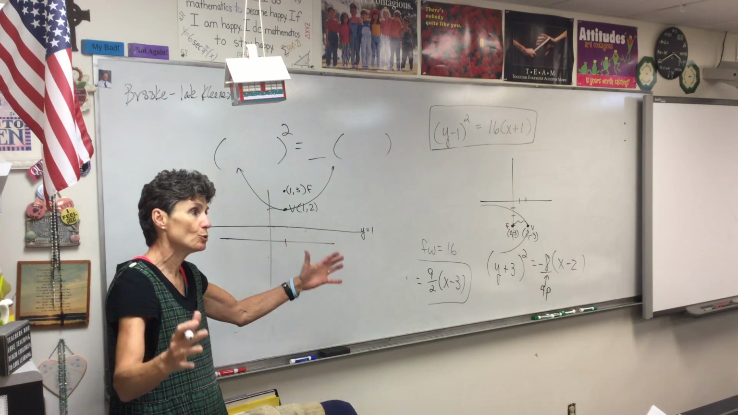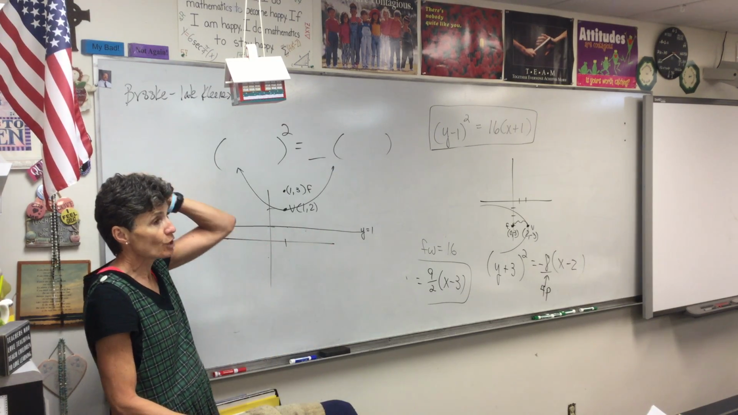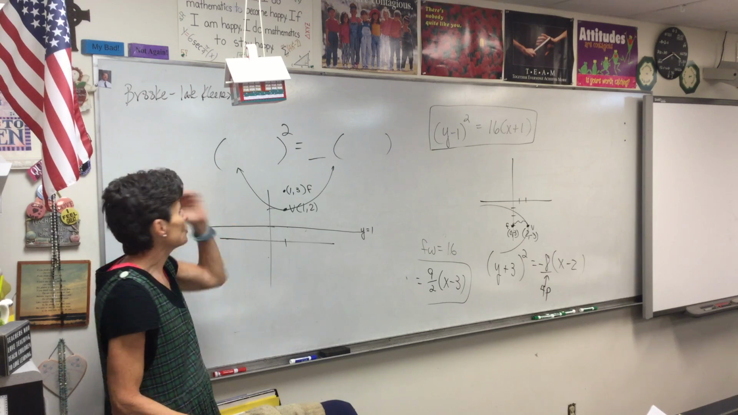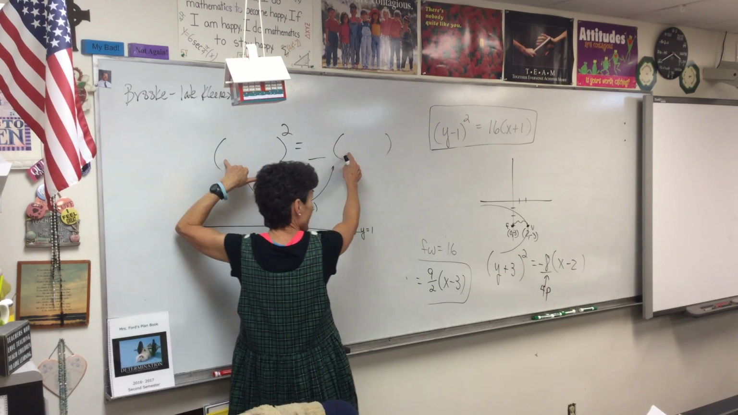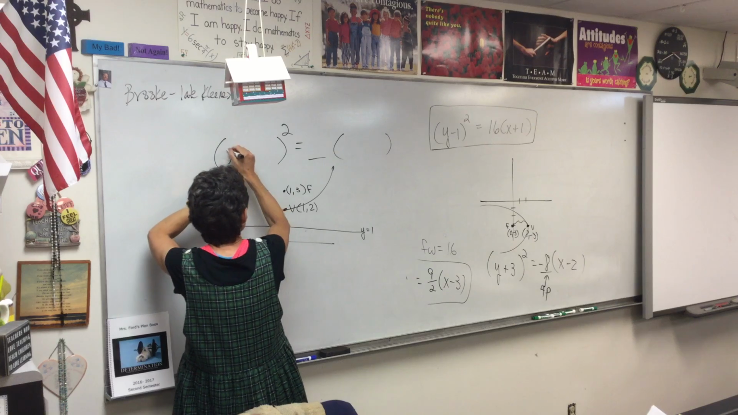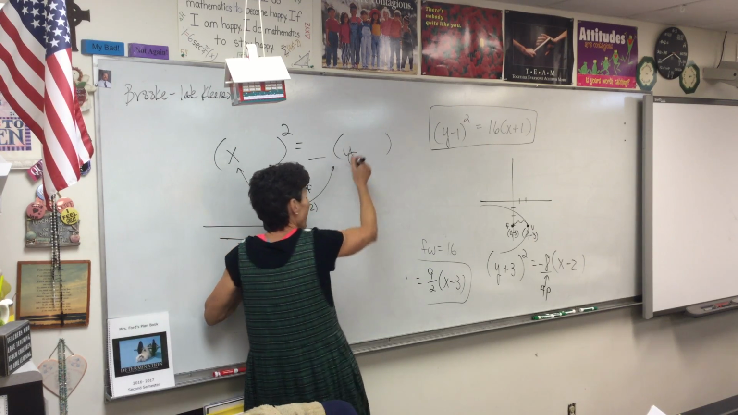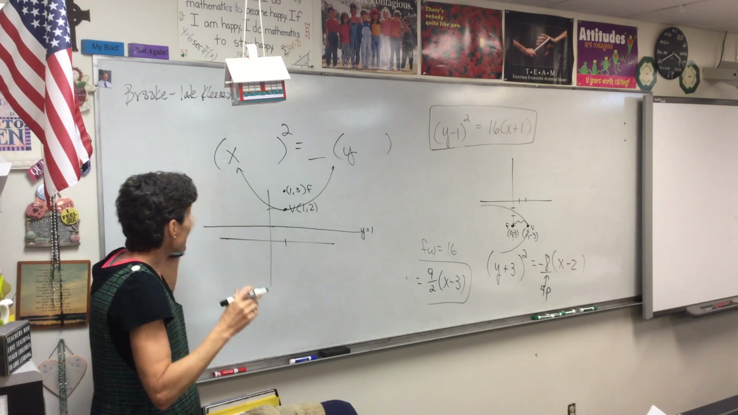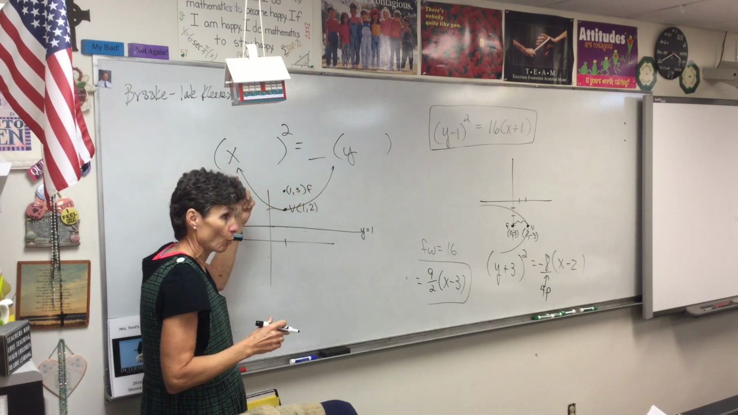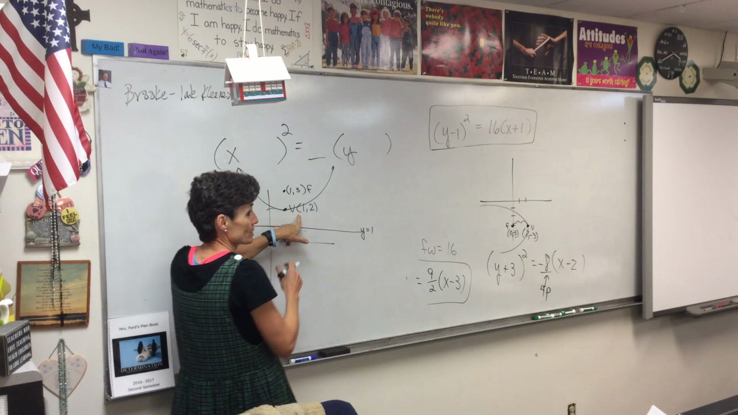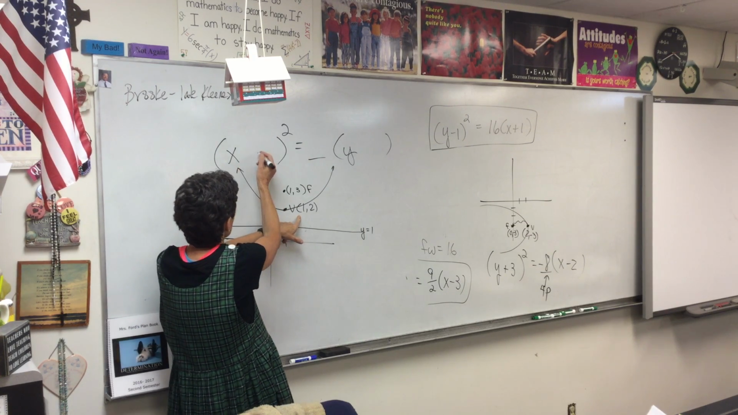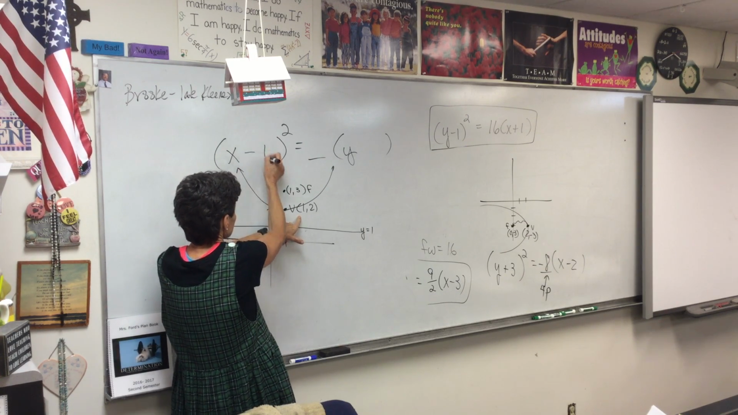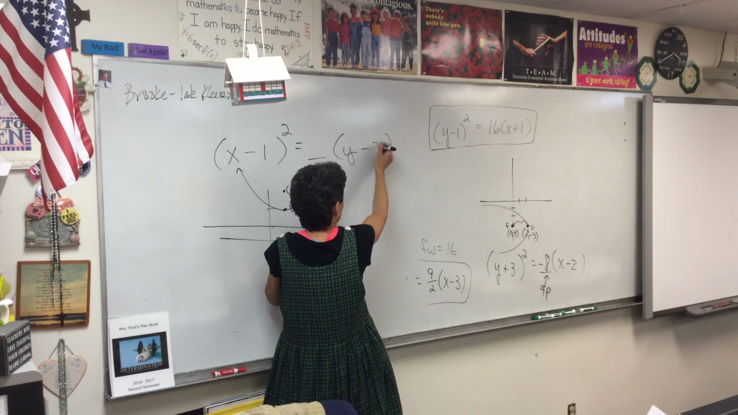That is huge. Because once you know it opens up, you know which letter goes where. X is squared, y is not, if it opens up. Now that you know what letters are where, you can fill in your vertex. So this will be x minus 1 and y minus 2.